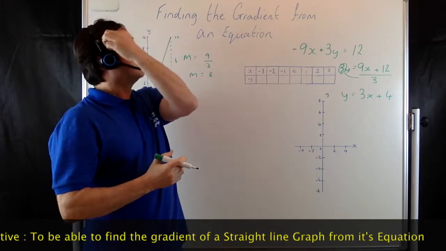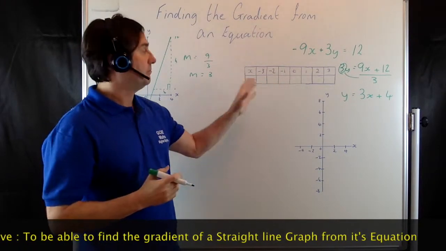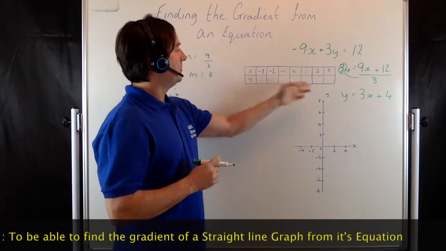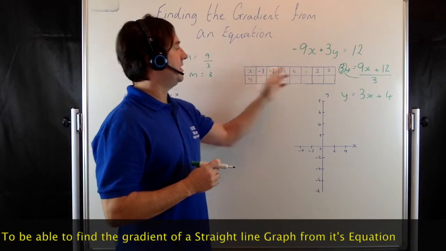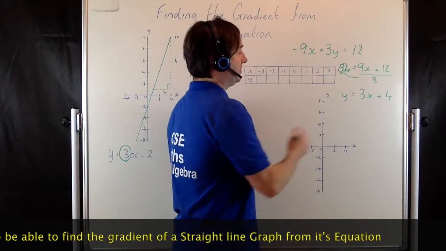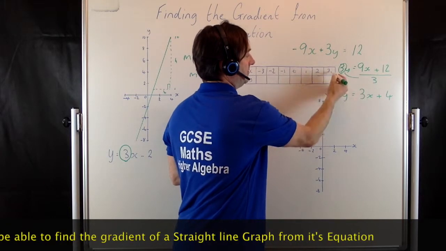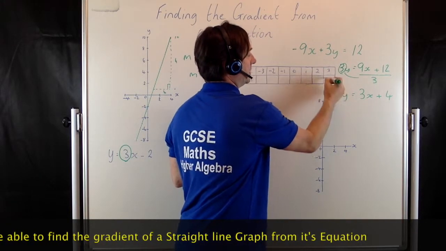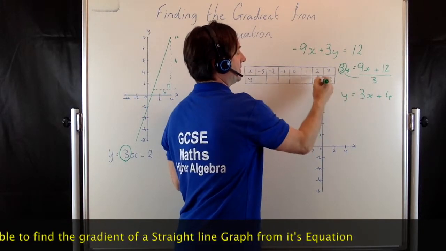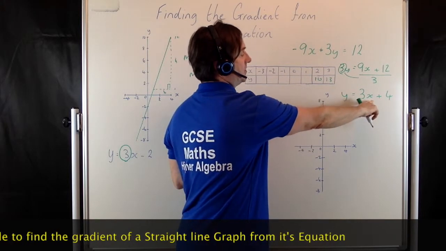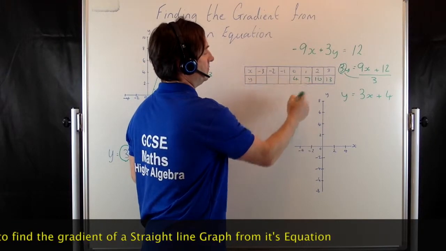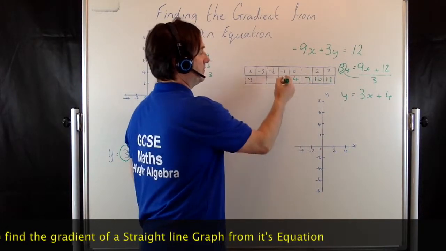Now I'm going to plot the coordinates. I'm going to put my x coordinates into the equation to work out what y is. Let's start off with the positive. So y equals 3 times 3 is 9 plus 4 gives me 13. I'll now put 2 in place of x. 3 times 2 is 6, plus 4 is 10. 3 times 1 is 3, plus 4 is 7. 3 times 0 is 0, plus 4 is 4. 3 times negative 1 is negative 3, plus 4 is 1.